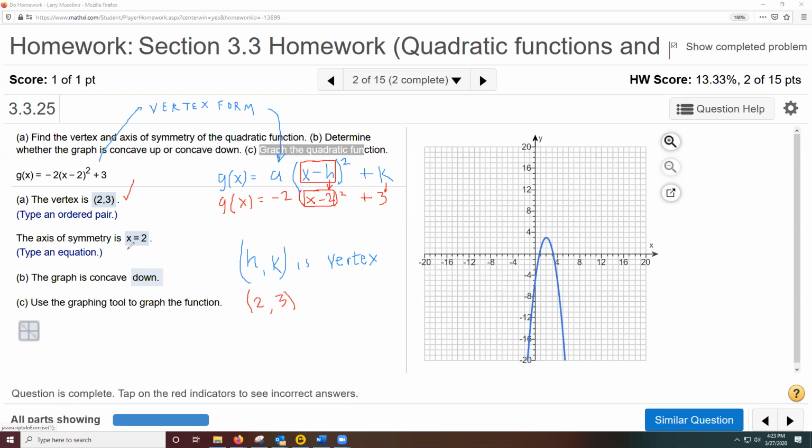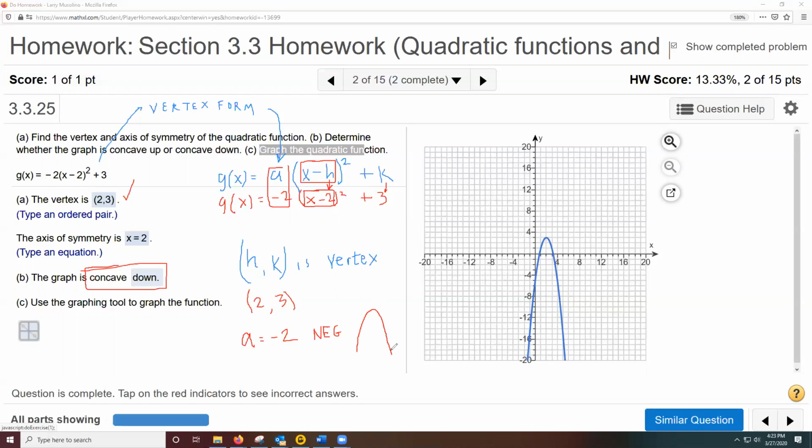All right, they also want to know, is the graph concave up or concave down? Well, to answer that, I can look at the number sitting in front. So I'm going to look at this a number. Notice in our example, a is -2. Well, I mentioned a minute ago that if this number, a, is positive, it means the graph opens up. But if it's negative, like it is here, it means the graph is going to open down. So I know our graph is going to look something like this. It's going to open down.